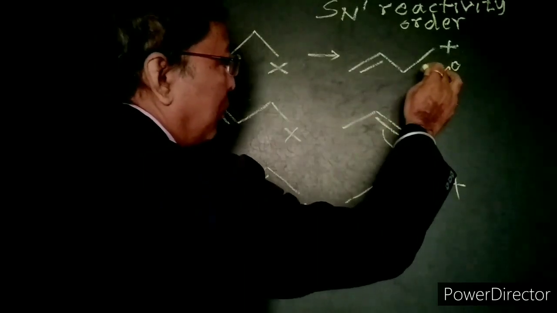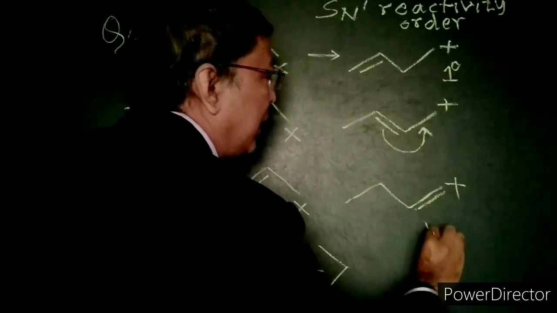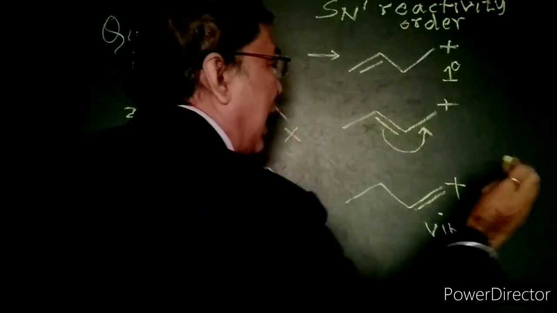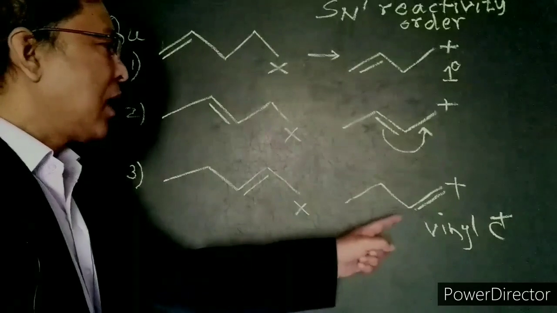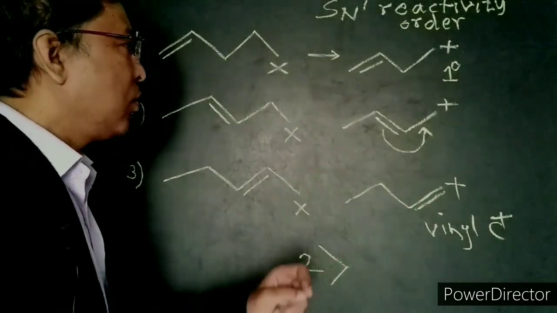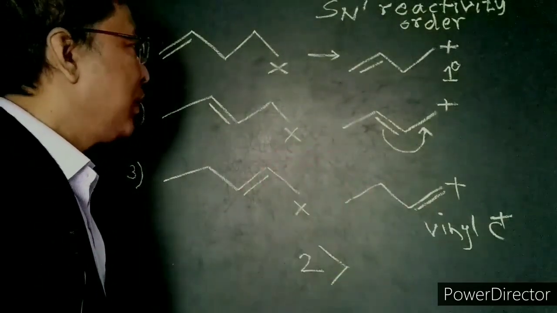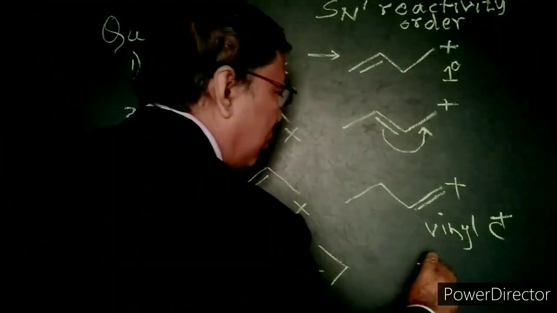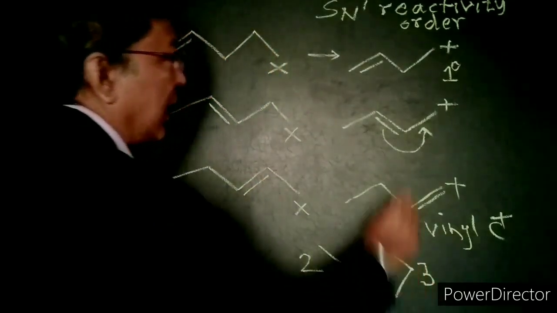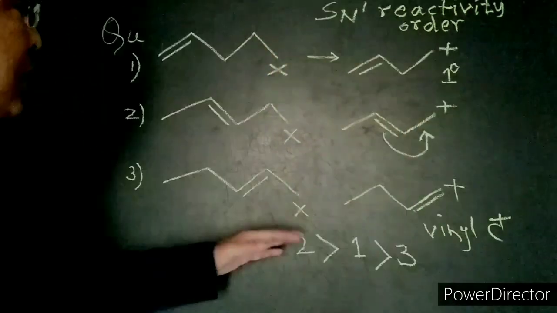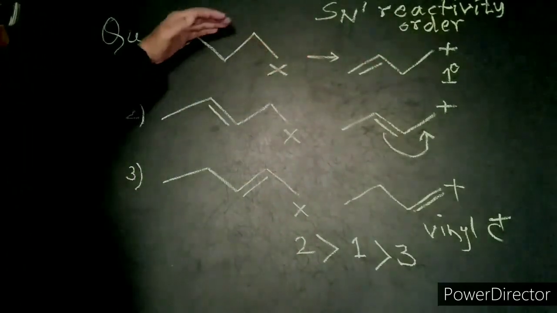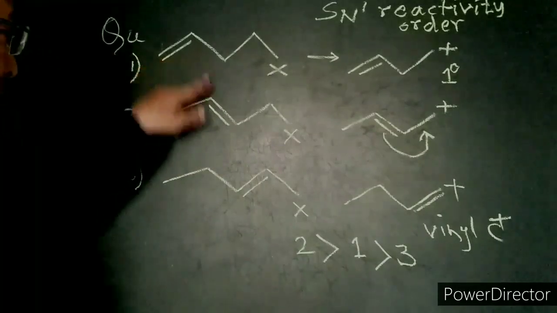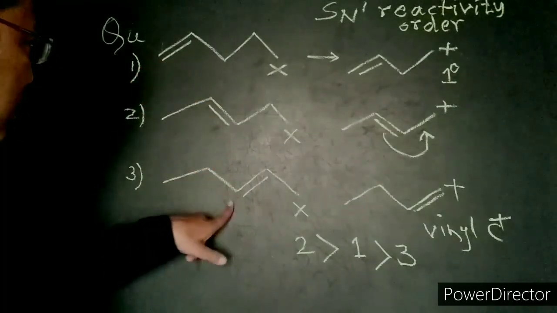And if you consider between this and this, this is a vinyl carbocation, and we should remember that vinyl carbocations least undergo SN1 as well as SN2 reactions. So vinyl carbocations get last priority. Therefore, the third comes last, after the first. This is the SN1 reactivity order for these three molecules: second structure, then first structure, then vinyl, third structure.